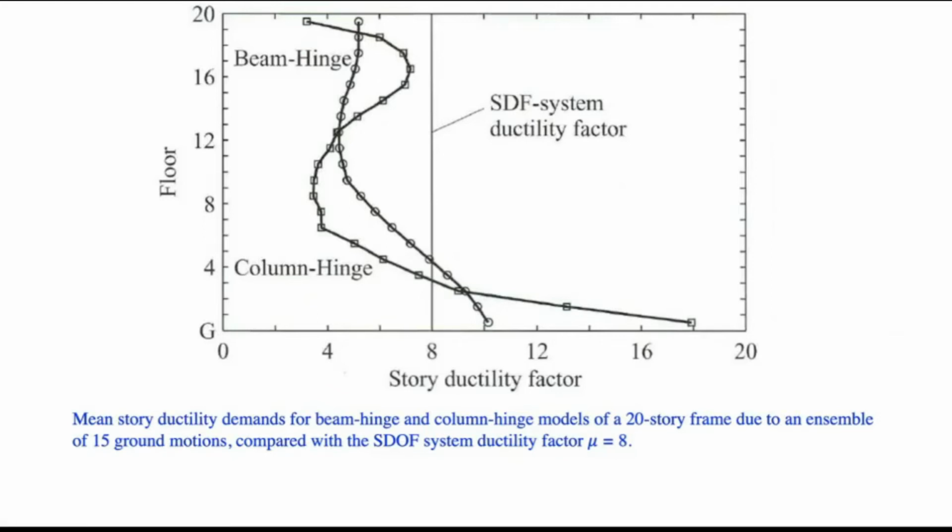So the ductility varies height-wise, and it also depends on the mechanism of the structure. For example, this is a column hinging mechanism, and that's the beam hinging mechanism. If a structure is a beam hinging mechanism, you can see that the ductility is quite different than the column hinging. In case of column hinging, the ductility in the lower story can be very, very high as compared to the single degree of freedom system or compared to the beam hinging case.